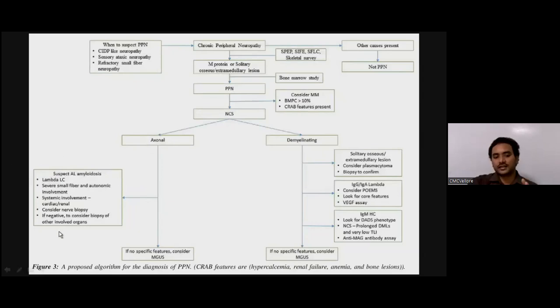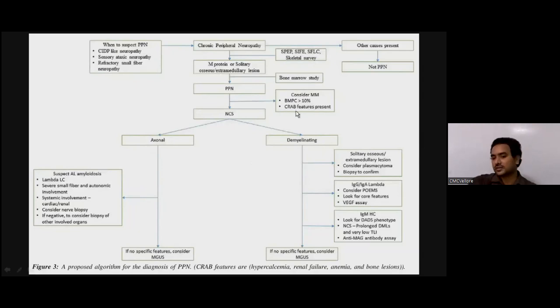In that case, we have to look for any cardiac, renal, autoimmune involvement, and autonomic function. If it is demyelinating, and in the skeletal survey there is any lesion, a solitary plasmacytoma, we have to ask for a biopsy. If it is an IgG or IgA lambda spike, we should consider POEMS. Look for CRAB features, and we will send a VEGF assay.